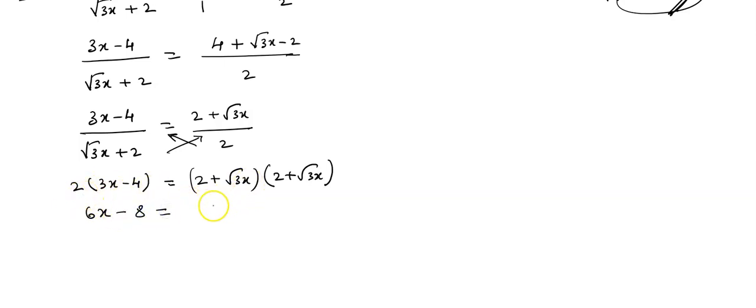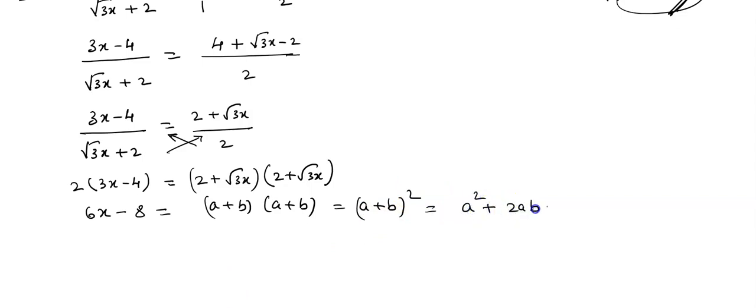Is equal to, now we can see here it is in the form of a plus b into a plus b, correct? A means 2 on both sides, b means root 3x on both sides, right? So a plus b into a plus b will become a plus b whole square. What is a plus b whole square? A square plus 2ab plus b square.